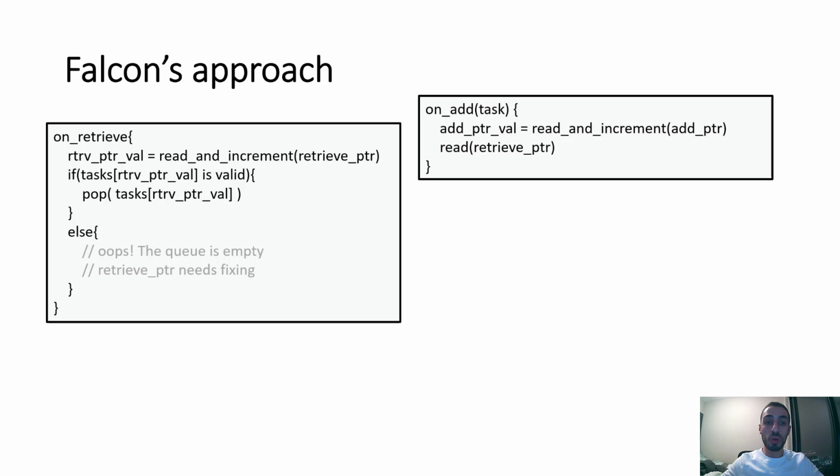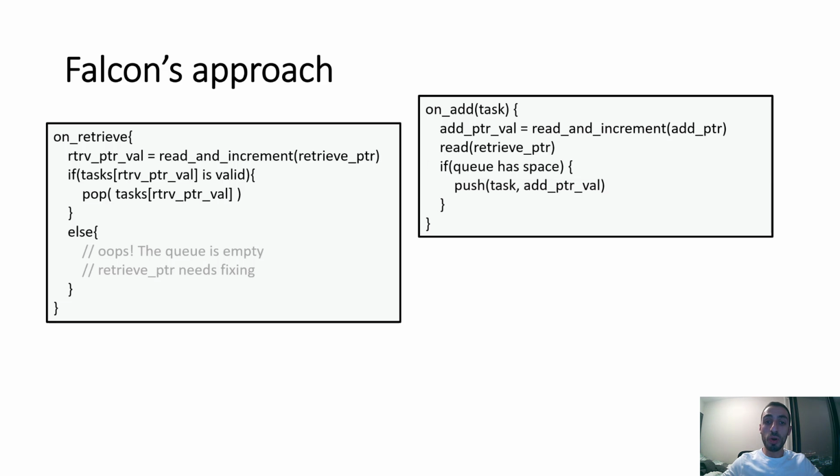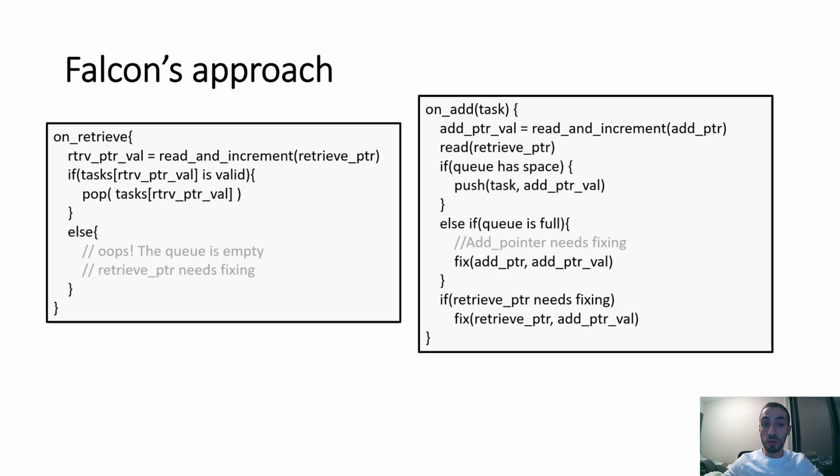This shows the pseudocode of adding tasks to the queue. Similarly, the first thing we do is read and increment, but this time the add pointer, and we also read the retrieve pointer. Comparing these two pointers will give us the status of the queue. If the queue has space, we will just push that task to wherever the add pointer was pointing. However, if the queue is full and we have already incremented the add pointer, it needs fixing. And also, as we mentioned, sometimes in retrieve, the retrieve pointer needs fixing, so we will deal with this here. But now the question is, how can we fix the pointers without violating the one memory access rule?